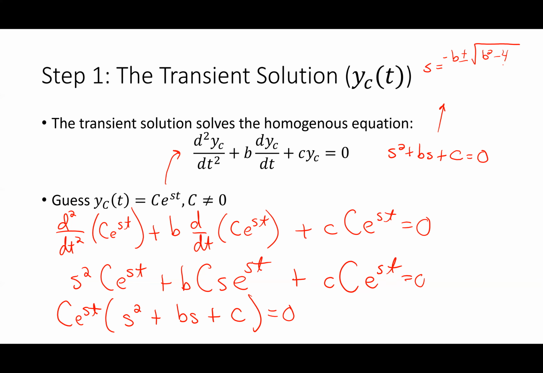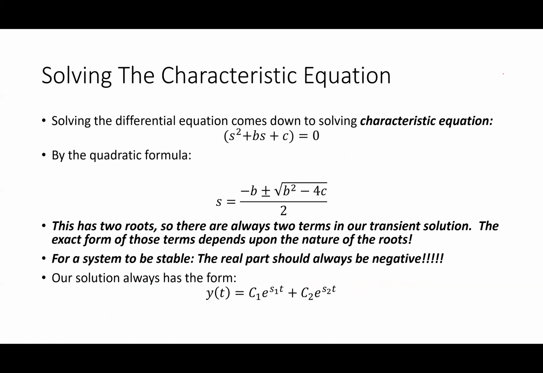So what's a in this case? 1. So minus 4c all over 2a. All right, so that is my root. Now, I call this thing right here the characteristic equation. Somebody already used that term. And my roots always have this basic form.